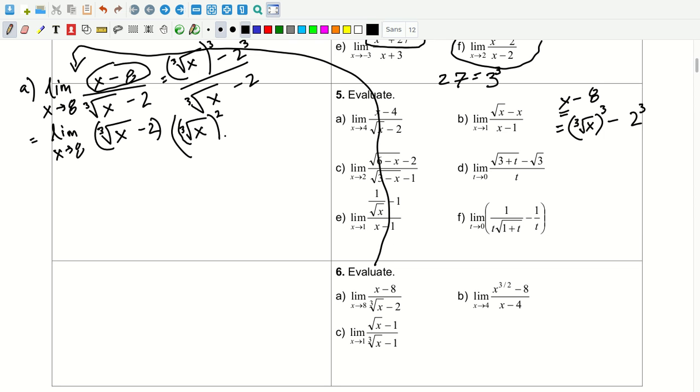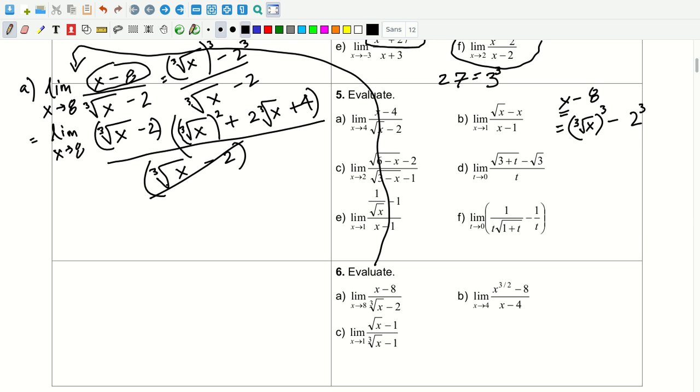Okay, so it's going to be x squared plus 2 cubed root of x plus 4. Now I want you to go back again. Please go back and check this, okay? And so I get a cubed root of x minus 2 again in the bottom, because that's the factor. This goes away.